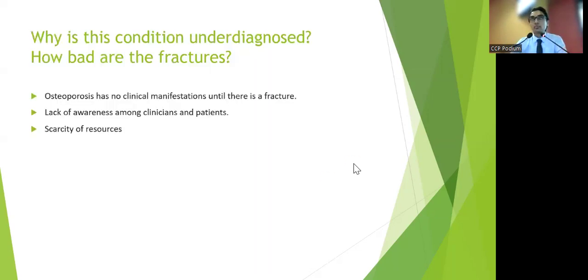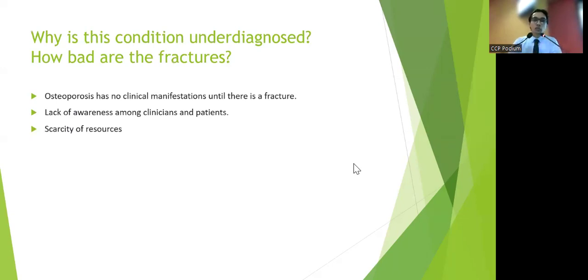So you can see both these patients, like many other patients with osteoporosis, came to the ward with something else, and osteoporosis was purely an incidental diagnosis. We got the diagnosis of osteoporosis because we actively looked for it. Otherwise, we would have easily missed it.